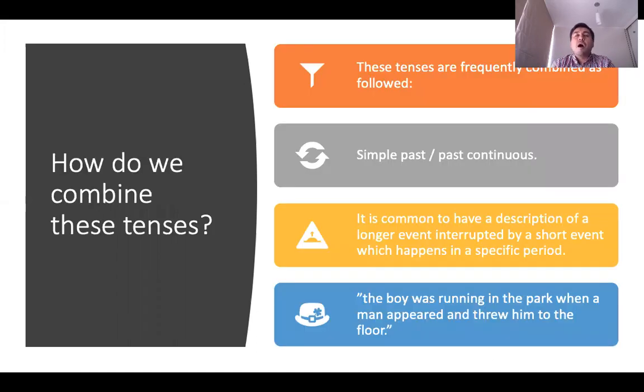Now, how do we combine these tenses? We can combine them with the simple past and past continuous. So it is common to have a description of a longer event interrupted by a short event which happens in a specific period. We can say, for example, the boy was running in the park when a man appeared and threw him to the floor. So the boy was running is a longer action, which is interrupted by the man appeared, right?